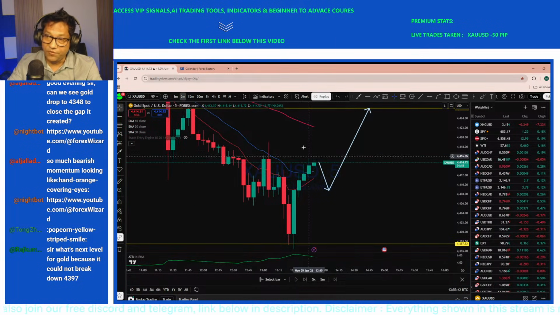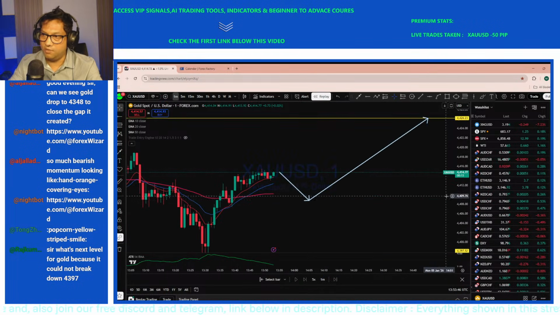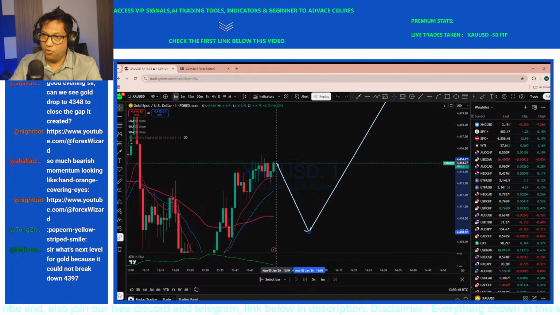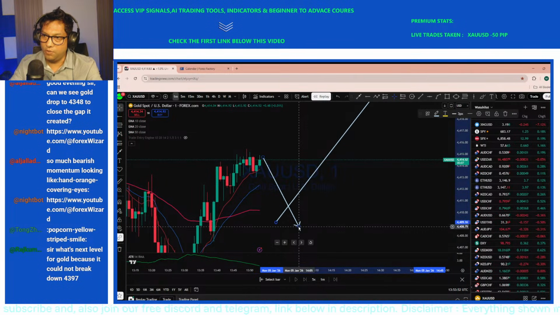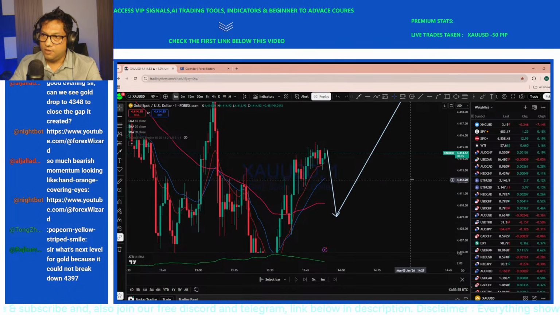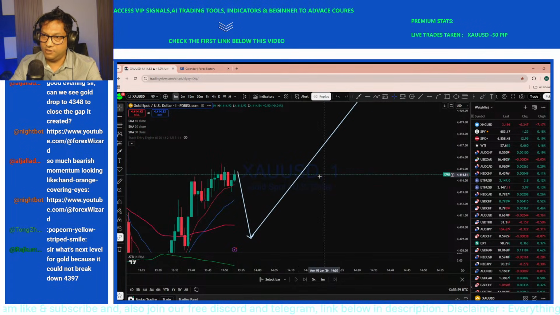Now, if the market breaks below from the structure, okay, so if you look at the market is breaking below from the structure, that's where you will be looking at possible entry here in this market.